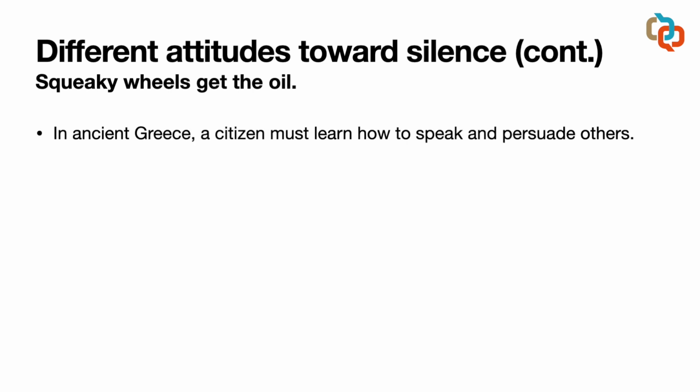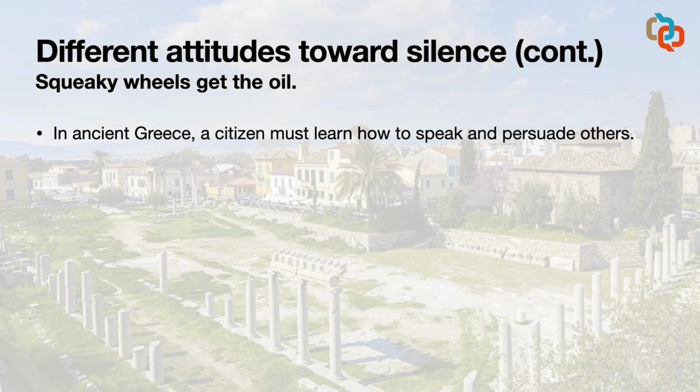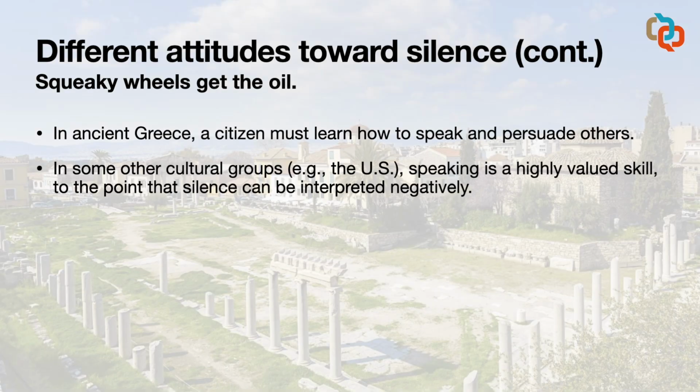Again, this attitude has its historic origins. In ancient Greece, a citizen must learn how to speak and persuade others. Rhetoric is an essential skill and art for them, and agoras have been built to encourage citizens to deliver public speeches to the audience. Consequently, cultures that have been heavily influenced by Greek and Roman civilization also perceive speaking as a highly valued skill, sometimes even to the point that silence is interpreted as negative or even hostile behavior.